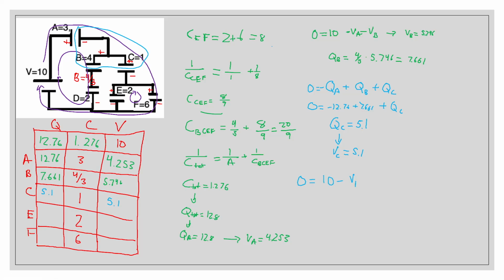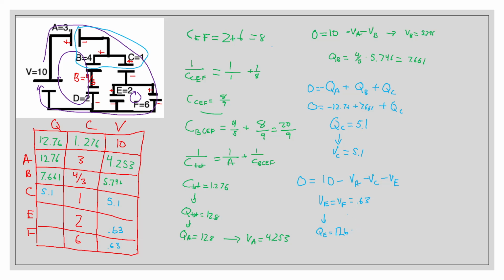10 minus VA minus VC minus VE. Could be VE or VF, but VE is equal to VF, and they're both equal to 0.63. Okay. Obviously, our next step now would be to find the Q's for them. So this goes to QE equals 1.26, sorry.